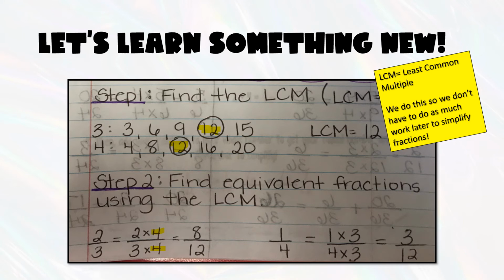Okay, and then we have 1/4, and to get to 12, we have to multiply our denominator by 3. So I see my 3 right there. 4 times 3 is 12, and then I have 1 times 3 because what I do to the bottom, I have to also do to the top. So then I get 3/12.